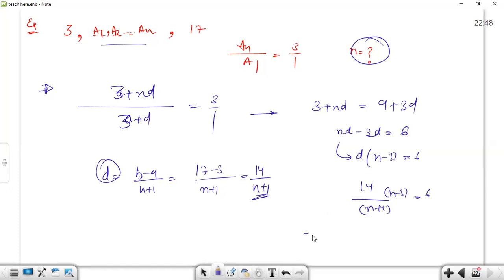Cross multiplying, this becomes 14n minus 14 into 3, which is 42, equal to 6n plus 6. So 14n minus 6n, 8n, is equal to 42 plus 6, that is 48. Now 48 by 8 is 6, right? Yes. So n is 6. Answer should be 6. Let me check. Yes, it is the correct answer. n is equal to 6. Any doubts, anyone?